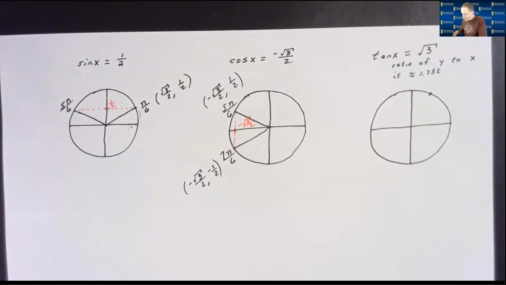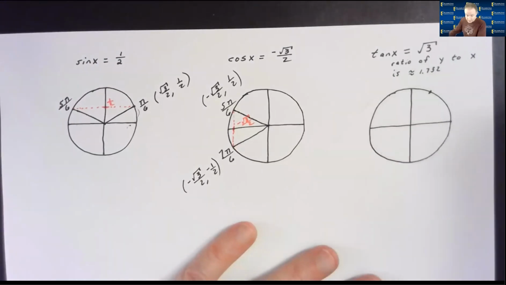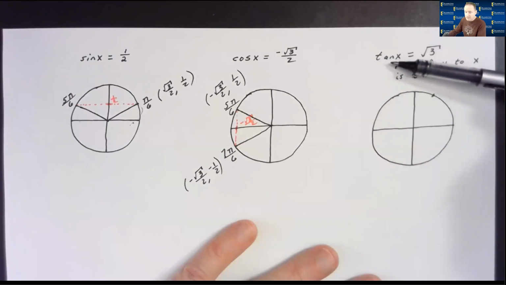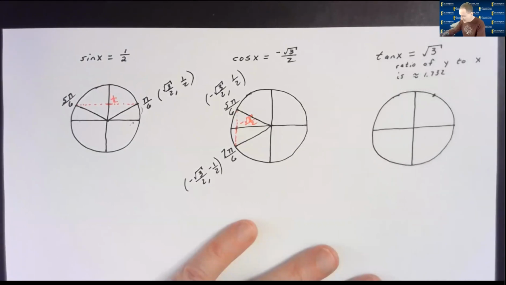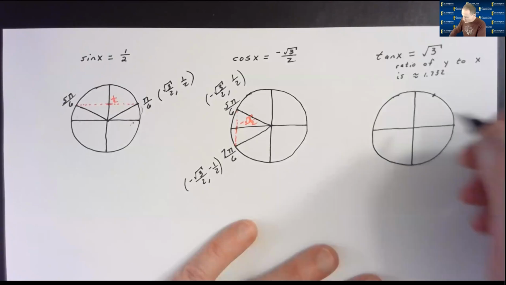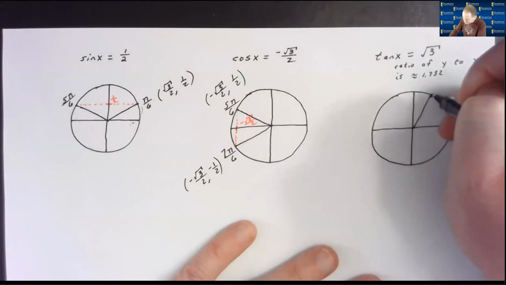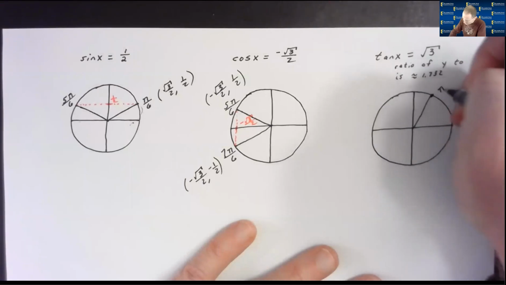In order to think about that better, you should just be thinking, okay, we're never going to be asked any of the angles that we're not familiar with. If I'm supposed to know when the tangent is the root of 3, you say, okay, the ratio of y over x has to be greater than 1. The only angle in quadrant 1 where the y value goes up more than the x value is this angle of pi over 3.